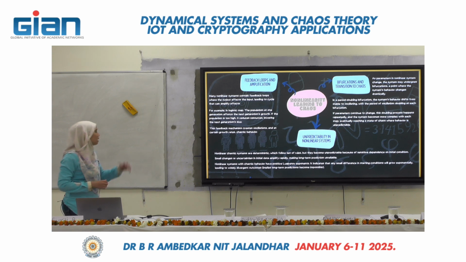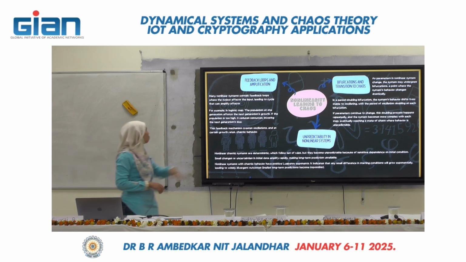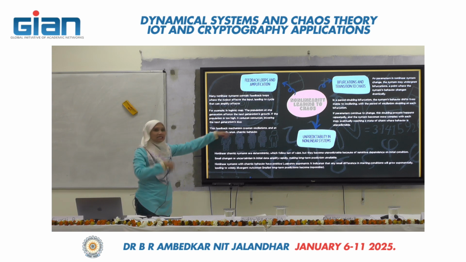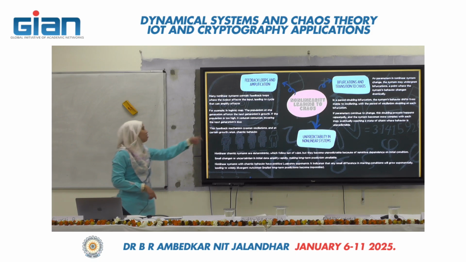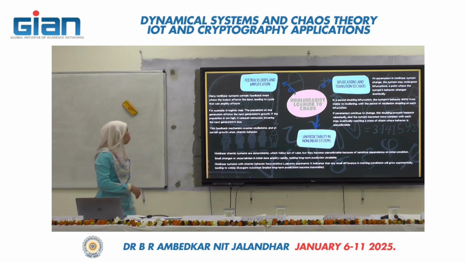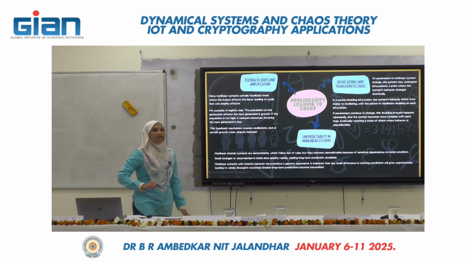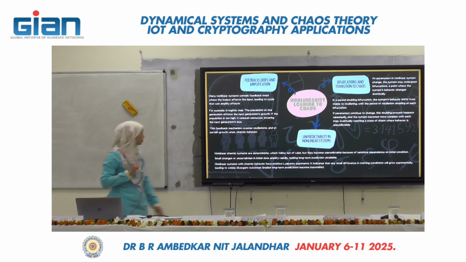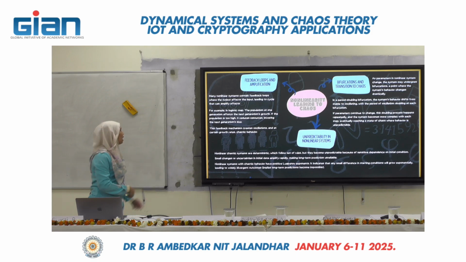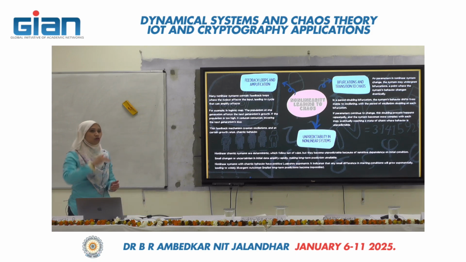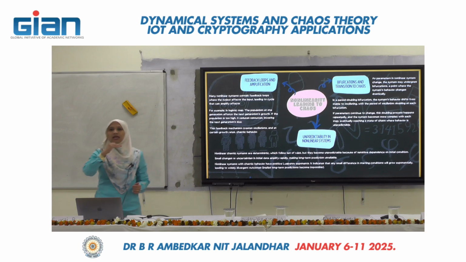For example, as I mentioned, in the logistic map, the population of one generation affects the next generation. So if the population is too high, resources will be reduced, which will lower the next generation size. This feedback will create oscillation, and at some growth rate it will become chaos.